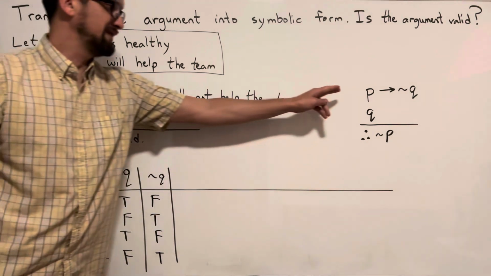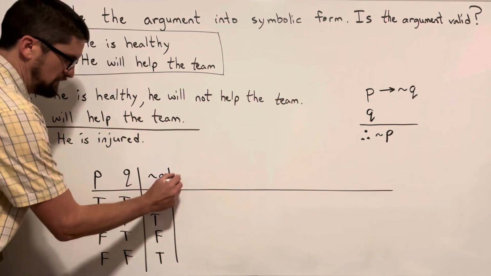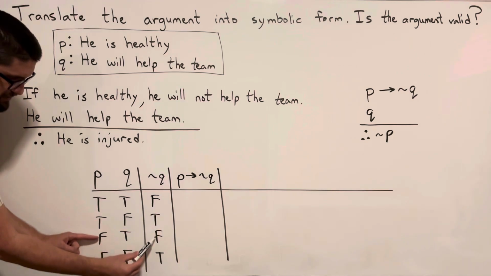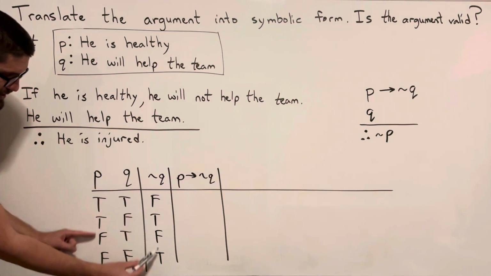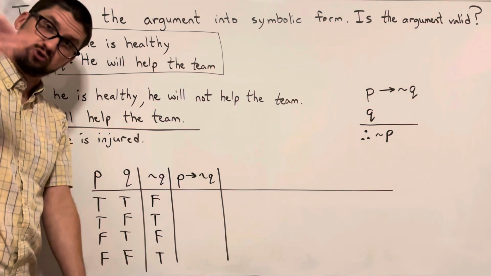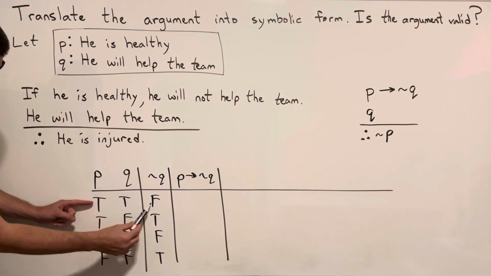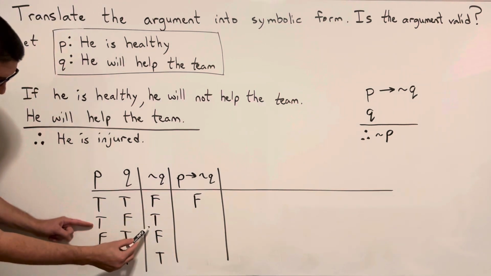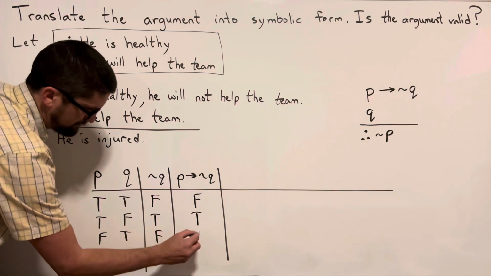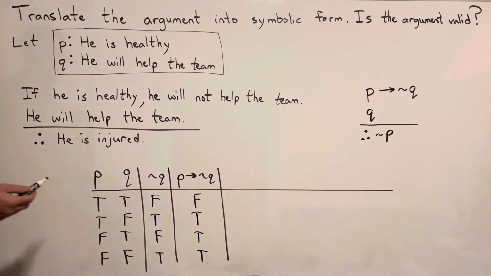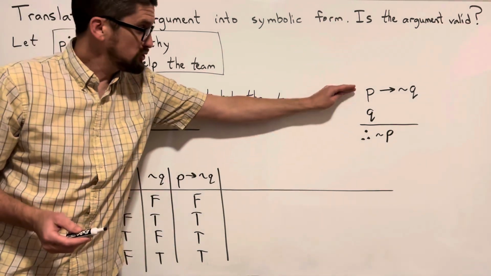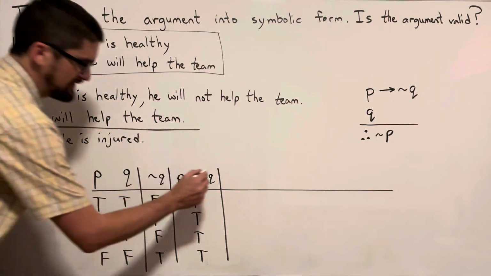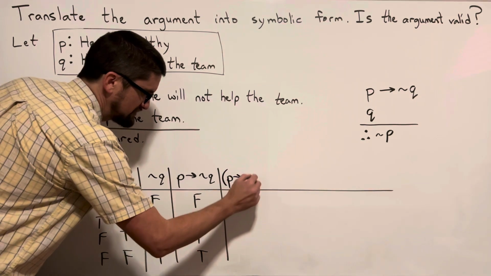Now we're ready to form the conditional, if P then not Q. That's looking at these two columns right here. Remember, a conditional is only false if you go from a true statement to a false statement. So if we go from true to false, like this top case, that would give you a false. But the rest of them are all true. Now we already have a Q column, so we're ready to combine these two top statements with the and symbol. You're going to need parentheses around the first conditional.